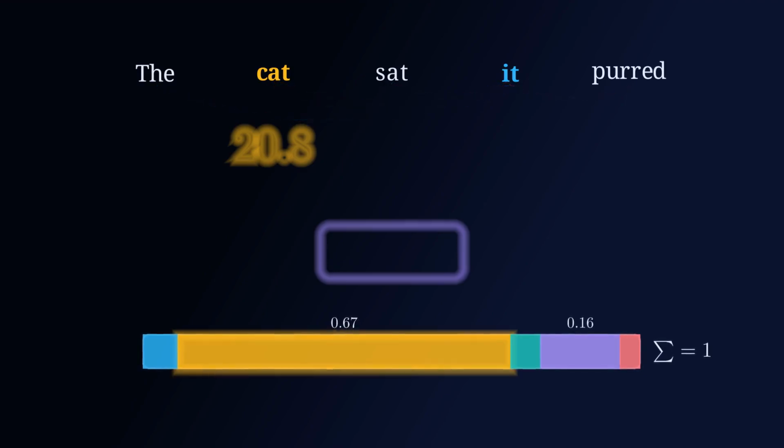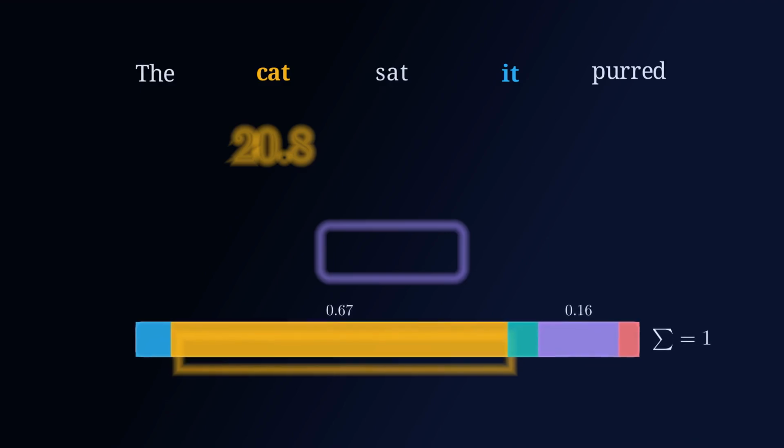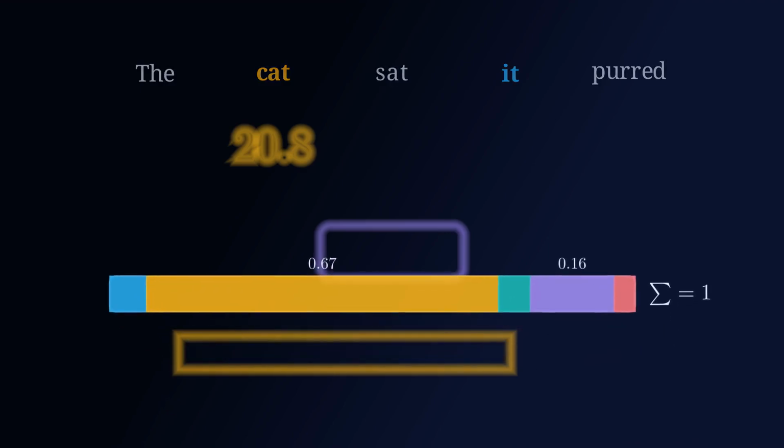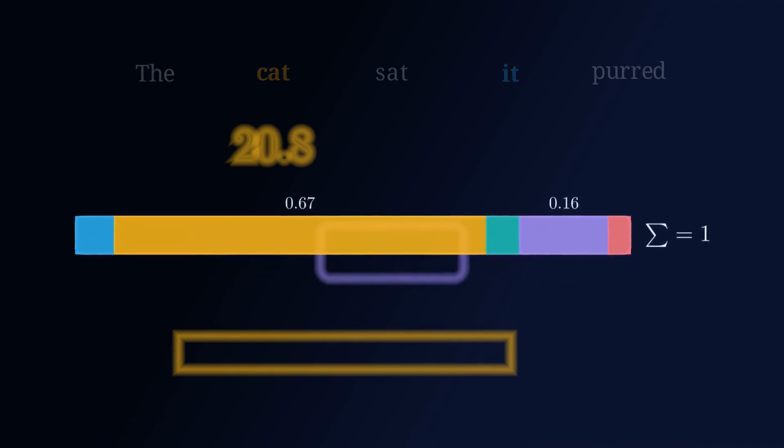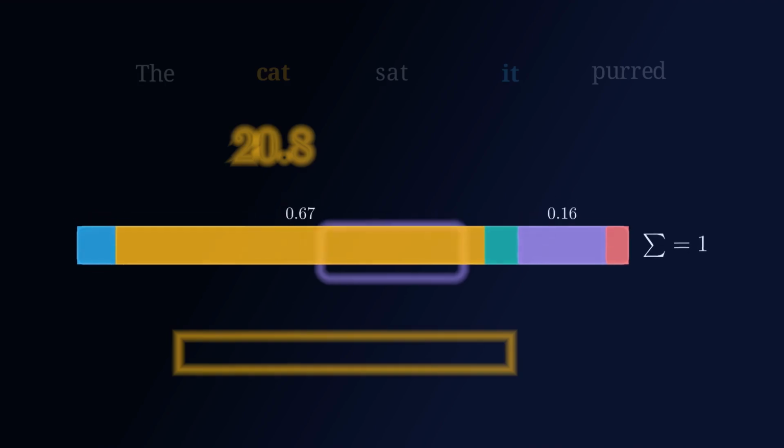Take a breath, because this is the heart of the whole idea. We asked a question with a query, matched it against every key, and softened the answers into a clean distribution of attention. The model has decided for this one word where to look. Now we need to actually use that decision.